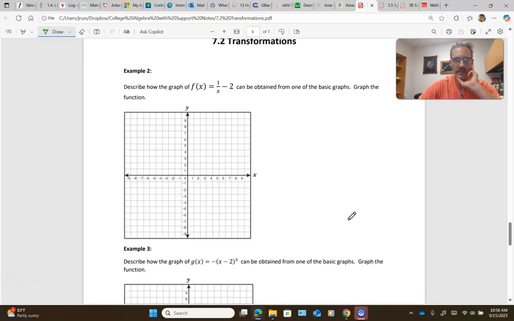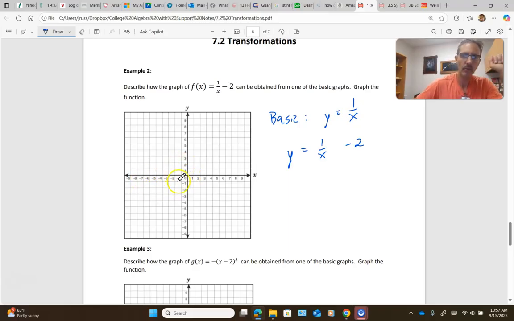Let's look at some of these other examples. Example 2: describe how the graph of 1 over (x minus 2) can be obtained from one of the basic graphs, and then graph the function. I like that green though, that's really nice, calming. Our basic function would just be y equals 1 over x, our basic reciprocal function. And then our transformed function is y equals 1 over x, and then out beside it is the minus 2.